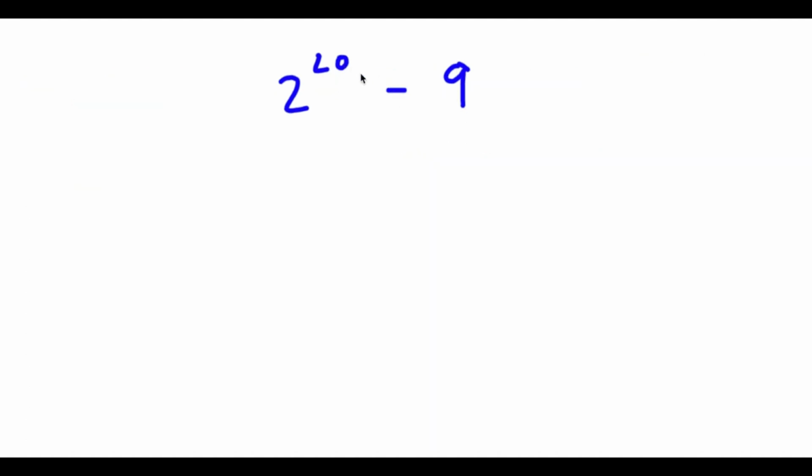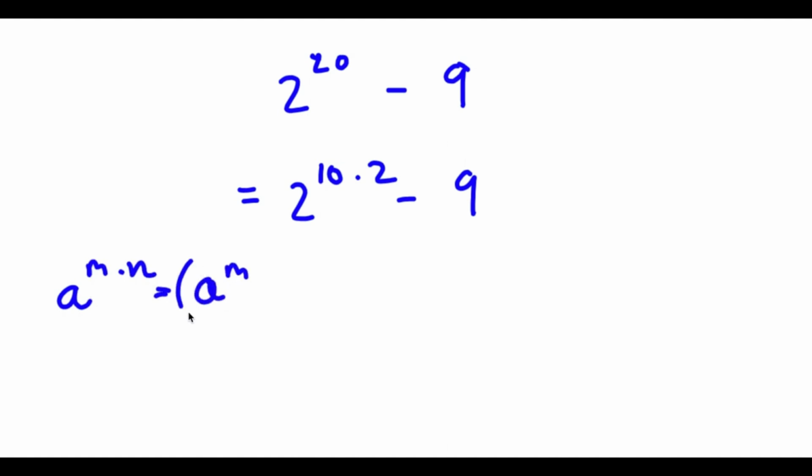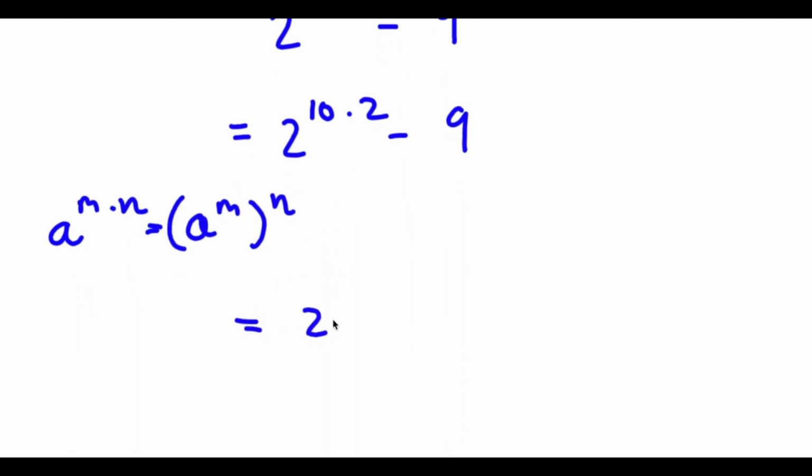All right, so I have 2 to the power of 20 minus 9. So 2 to the power of 20, this is the same thing as 2 to the power of 10 times 2, because 10 times 2 is 20. And now if I have something in the form a to the power of m times n, this can be written as a to the power of m to the power of n. So 2 to the power of 10 times 2, this can be written as 2 to the power of 10 to the power of 2. And 9, this is the same thing as 3 squared.